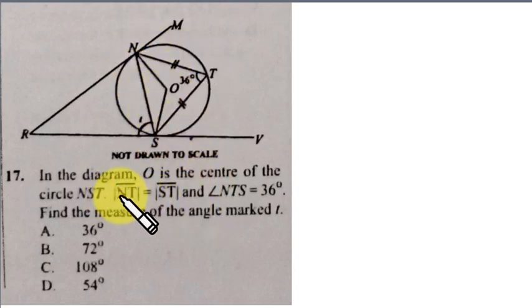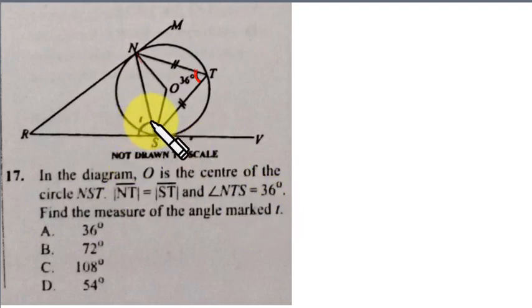And it says that the magnitude of the line NT equals the magnitude of the line ST. So that is the line NT and that is the line ST. So we see 2 bars on NT and 2 bars on ST. So that means they are of the same magnitude or length. And angle NTS is 36 degrees. So angle N from here and then TS. So this angle NTS is 36 degrees. Find the measure of the angle marked T.